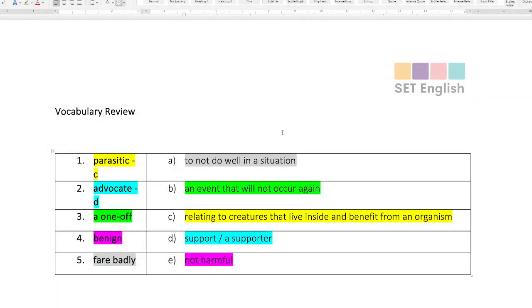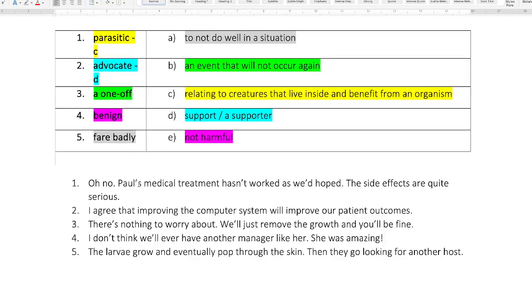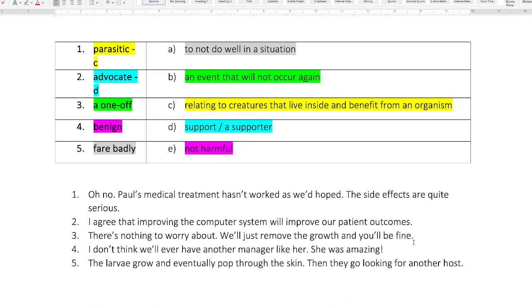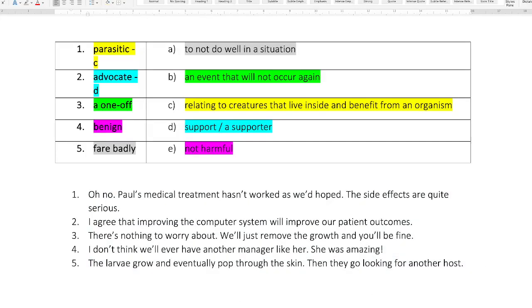Can you now do a task where you match that vocabulary? Okay, let's scroll down and have a look here. You've got sentences 1 to 5. How would they match together? Which of these phrases here do you think will match to these sentences? Again, I'll just give you some time and see if you can match any of those together.